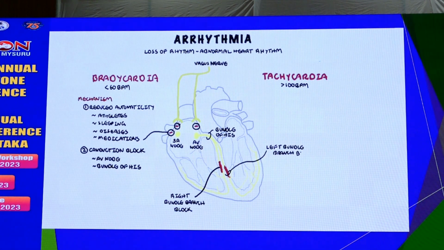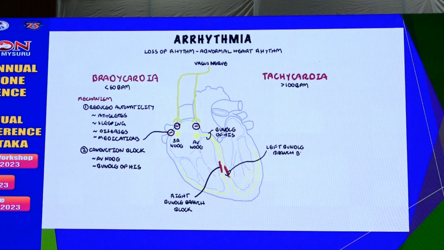It can happen in a few diseases like hypothyroidism, and drugs like beta blockers can also suppress the SA node. The second mechanism of bradycardia is conduction blocks. These conduction blocks can occur anywhere. When it occurs in the SA node, the AV node, or the bundle of His, they give you first, second, and third degree heart blocks.